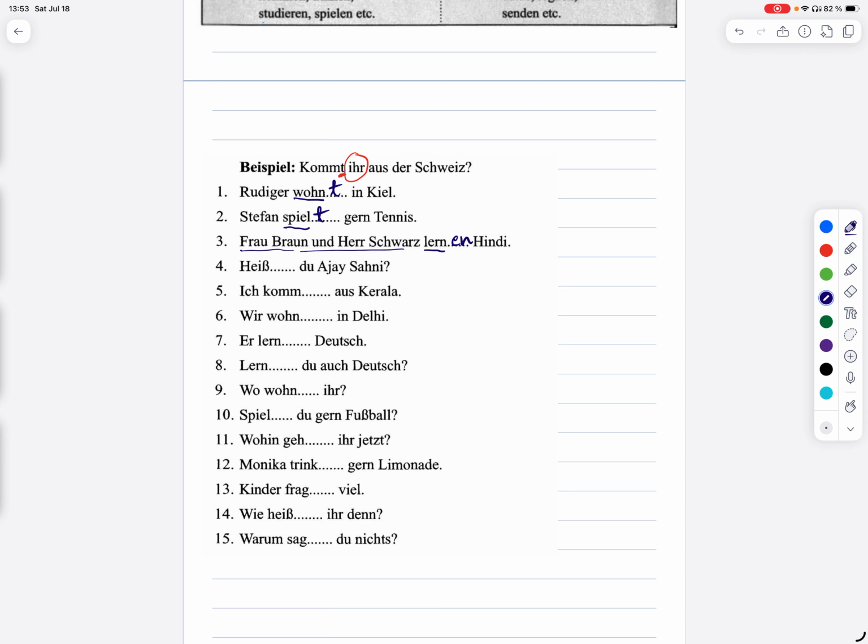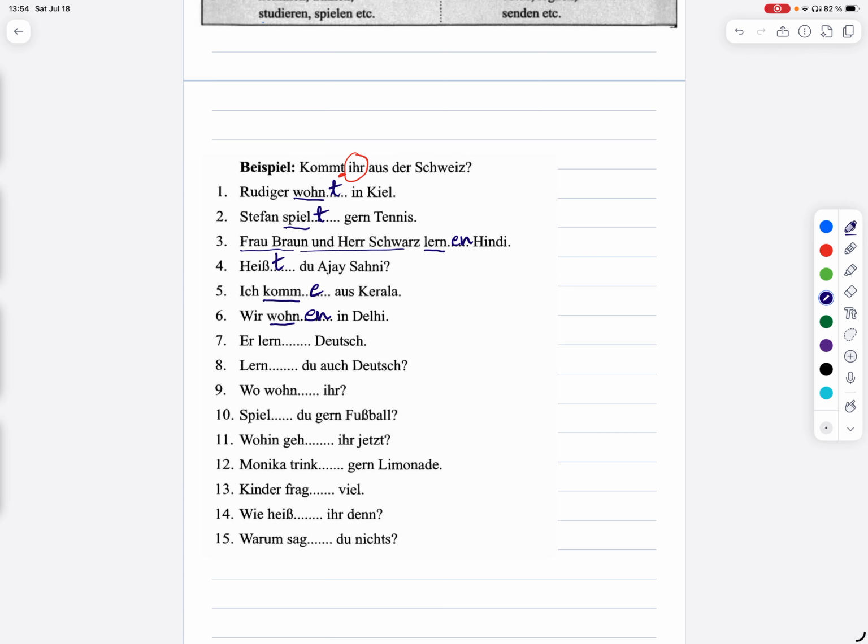Right? Now, Hi, du Ajay Sani, and you're asking somebody, hi, is Hyson your name, Ajay Sani. So for du we have t, heißt, right? Ich komme. So stem form is komm, aus Kerala. Ich komme aus Kerala. Wir, so we have wohnen as the main verb. So wohn is the stem form. For wir we have en ending. So wir wohnen in Delhi.